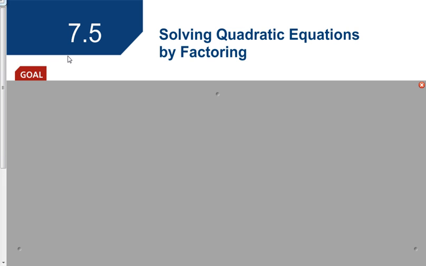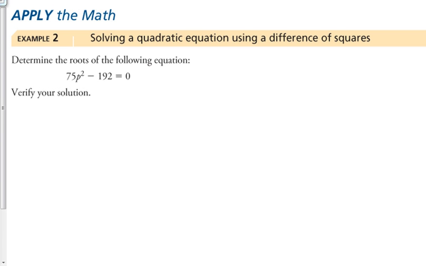7.5. Solving quadratic equations by factoring. Let's take a look at an example involving a difference of squares. Determine the roots of the following equation. 75p squared minus 192 is equal to 0.